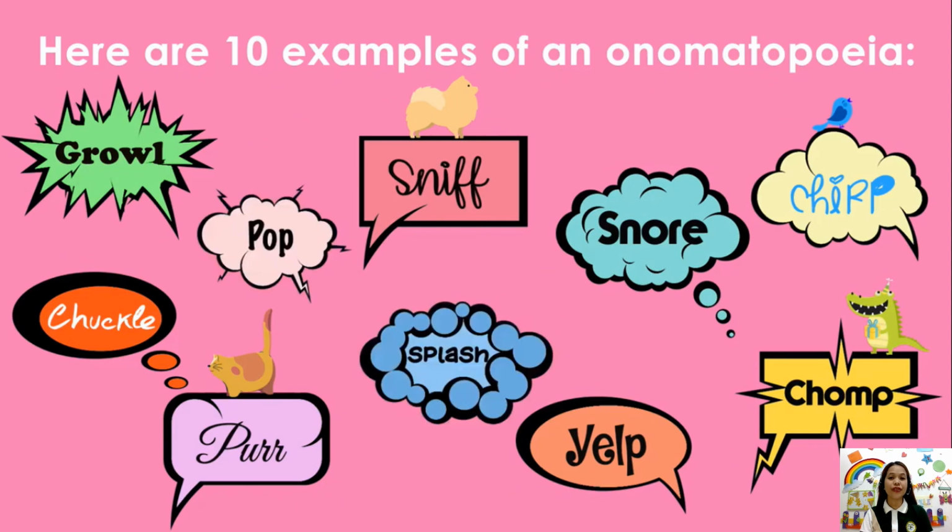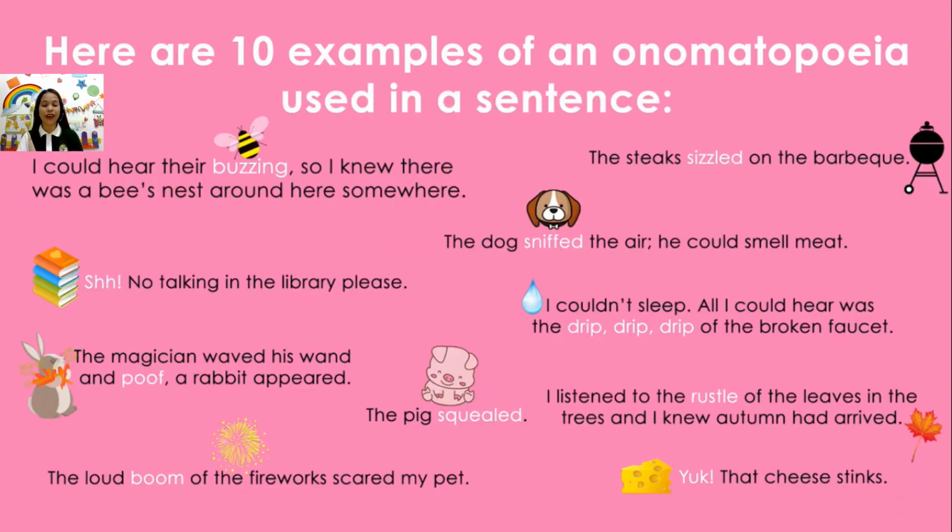So we have here some examples of onomatopoeia. Remember, onomatopoeia is the use of words that create the sounds they describe. It is often easier to define an event, action, or organism by relevant noises rather than describing it. So here are 10 examples of onomatopoeia used in a sentence.